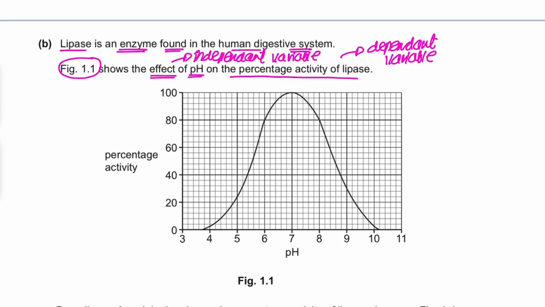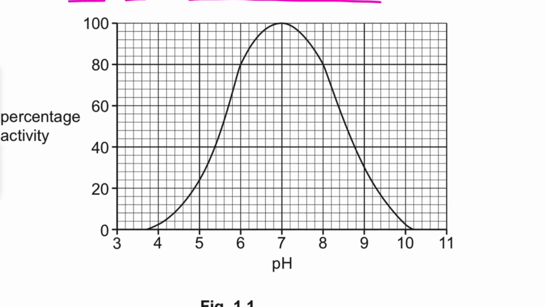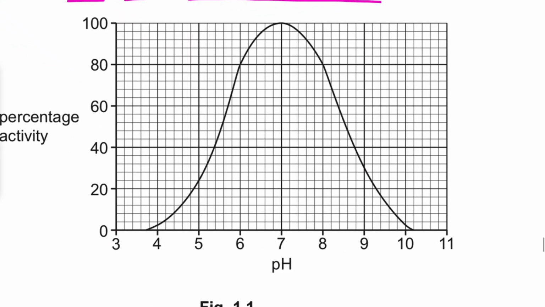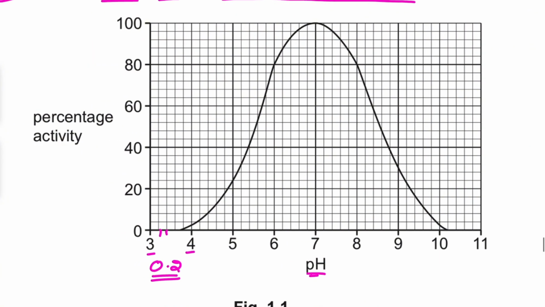So if I were to just zoom in on this graph more, you see on the x-axis the pH is the independent variable, and between 3 and 4, each small unit represents a 0.2 change in pH. Likewise, if we look at the percentage activity between 0 and 20, we have 5 boxes, so each small box represents a total of 4 units.